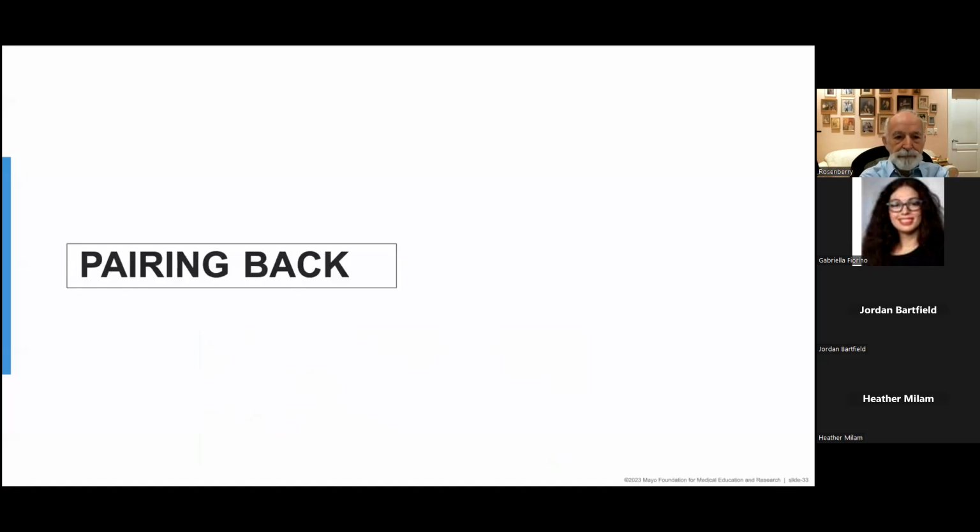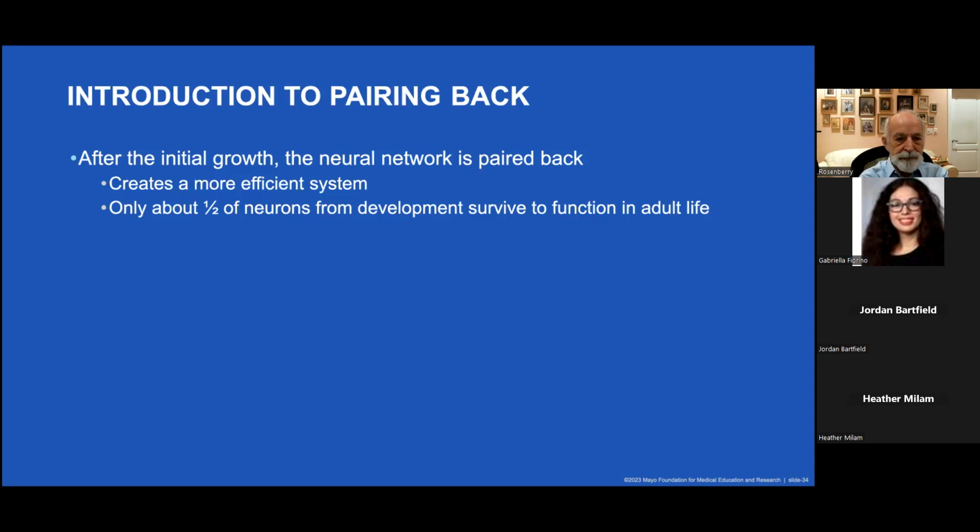Pruning back. After the initial growth, the neural network is pruned back to create a more efficient system. Only about half of the neurons from development survive to function in adult life. Next.